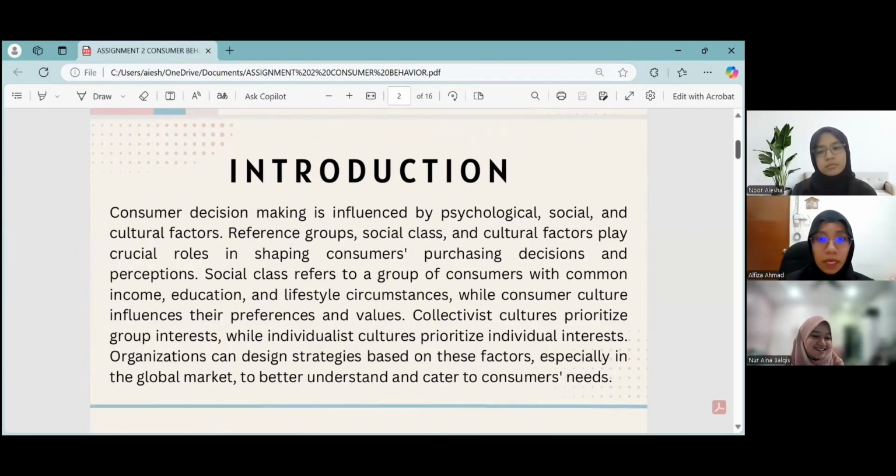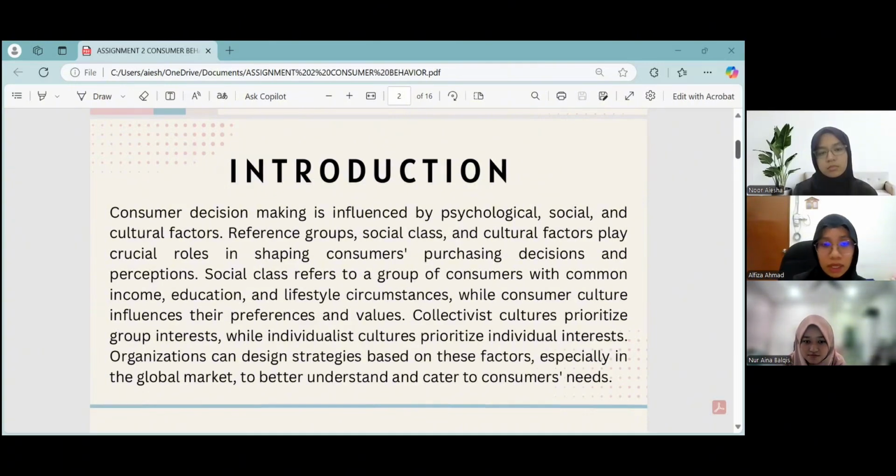So, consumer decision making is influenced by psychological, social, and cultural factors. Reference group, social class, and cultural factors play crucial roles in shaping consumers' purchasing decisions and perceptions. Social class refers to a group of consumers with common income, education, and lifestyle circumstances, while consumer culture influences their preferences and values. Collectivist cultures prioritize group interests, while individualist cultures prioritize individual interests.